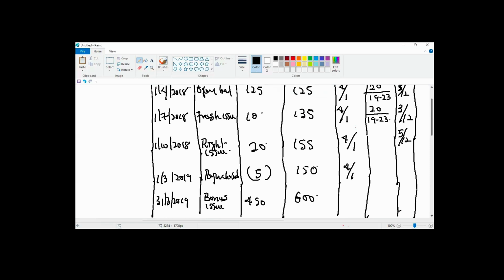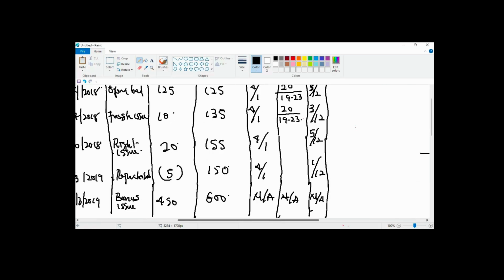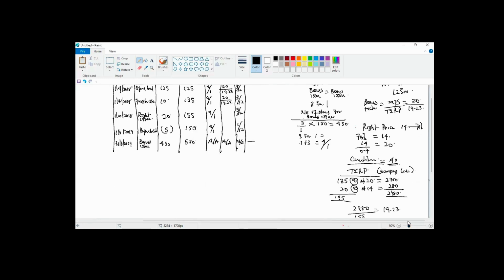From 1st of March to 31st of March is 1 month, so 1 over 12. From 31st of March to 31st of March is not applicable, because it happens on the last day of the year end when the bonus is made, so it is 0. That is all. I will now multiply everything.